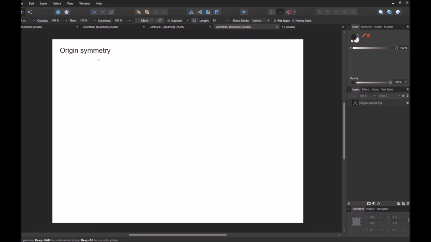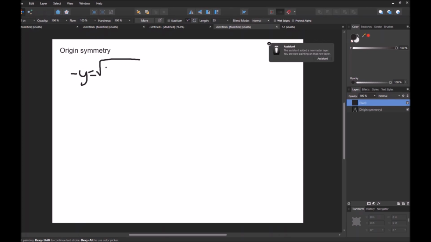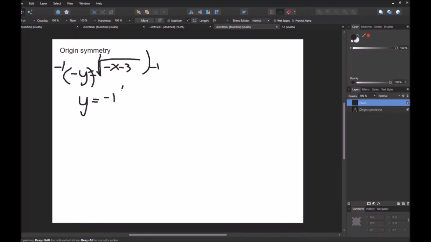So this is where we plug in negative x for x and negative y for y and solve. And if the equation comes out to be the same, then we know that it has origin symmetry. So we're going to write negative y equals the square root of negative x minus 3, and then we're going to multiply by negative 1 on both sides, and we're going to get y equals negative 1 times the square root of negative x minus 3. And we can see this is definitely not the original equation, so it does not have origin symmetry.